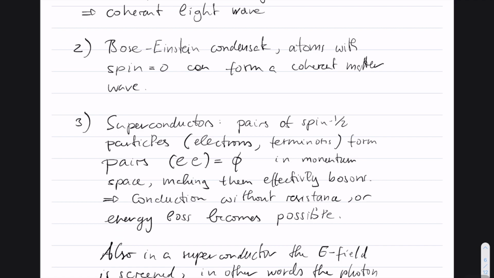There are also other bosons, for example, atoms with spin 0, spin 1, that can form coherent matter waves. So they can also be cooled down and then have basically a unified wave function that is very compact, very cold, and they also can have very unusual properties. Those things are so-called Bose-Einstein condensates.